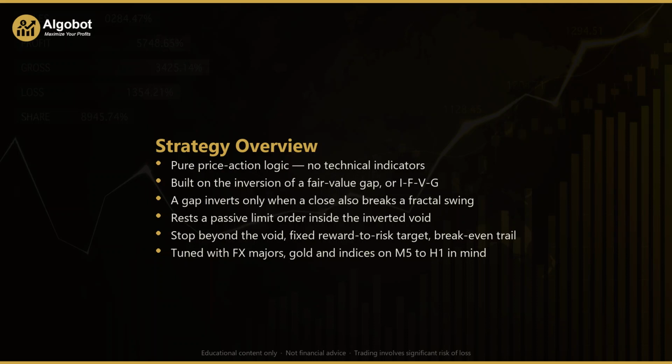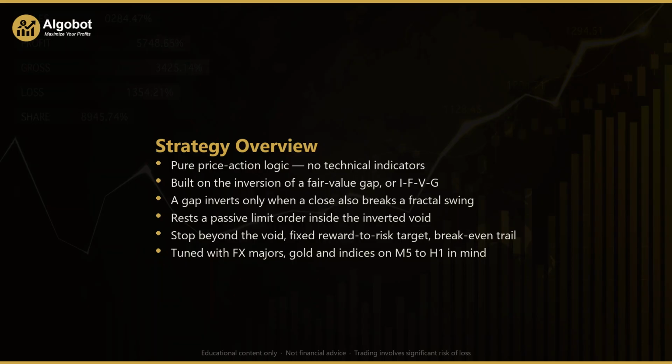When a bar closes cleanly through a fresh gap, and that very same close also breaks the most recent fractal swing point, the imbalance is considered invalidated, and it inverts. A broken bullish gap is treated as fresh supply, and a broken bearish gap is treated as fresh demand.